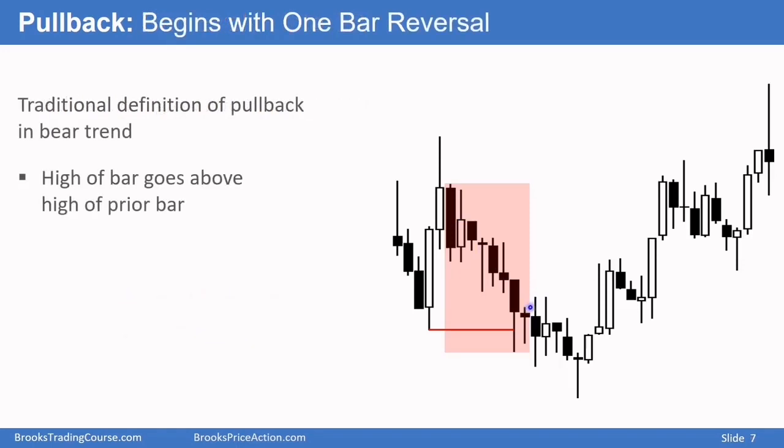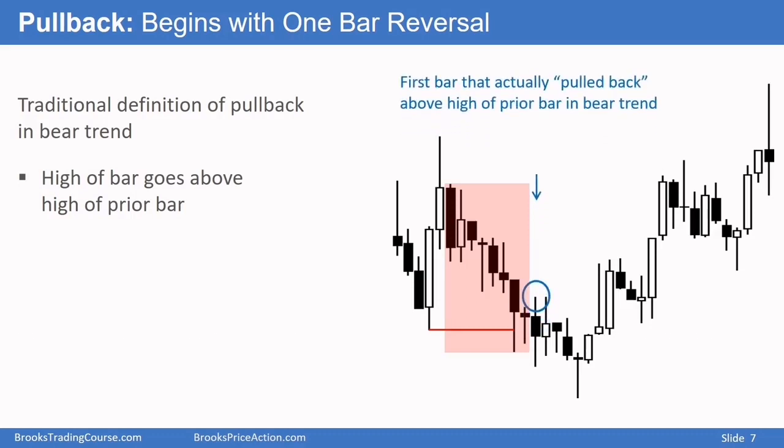In a bear trend, the typical definition of a pullback is a bar going above the high of the prior bar. So this is the first pullback. However, on a smaller time frame chart, this bull bar is actually almost certainly a pullback. On the 5-minute chart, I would call it an implied or inferred pullback. It's a pullback, not on this chart, but on some lower time frame chart. I still view it as a minor pullback. This is an actual pullback on this time frame because it went above the high of the prior bar. So this is the first bar on this time frame that actually pulled back above the high of a prior bar in a bear trend.